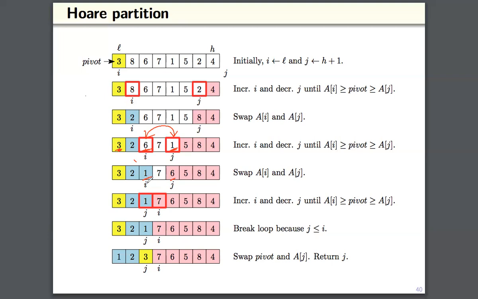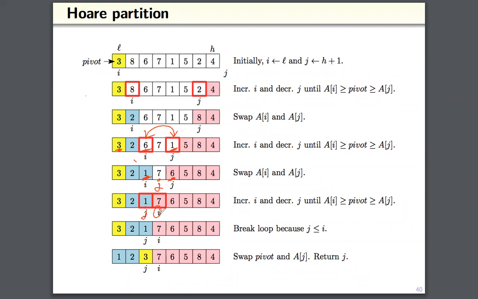So keep doing it. After swapping, A of I is 1 here, A of J is 6. Increment I. So 7 is greater than 3, you stop. Decrement J. J points to 7. 7 is greater than 3. That's fine. But again, decrement J. 1 is smaller than 3. This is where you stop. See, you keep decrementing J until you find an element that is smaller than the pivot, right? That's the logic.